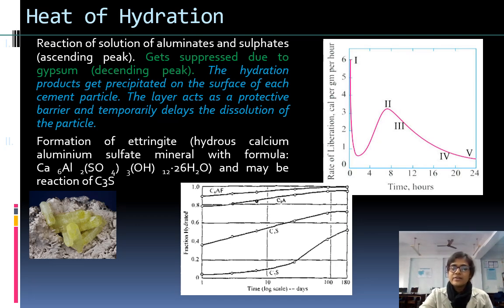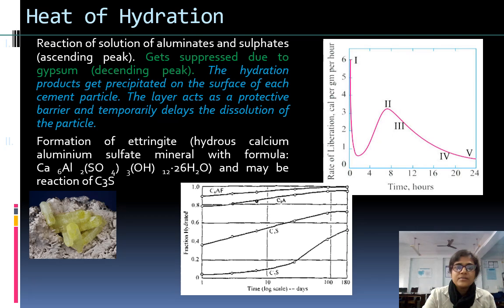Whenever we add water to the cement, the first reaction is of the aluminates and sulfates, which react rapidly, and there is a lot of heat. This is the first peak we are seeing here. Then the gypsum we had added, you remember, acts and suppresses the heat, because gypsum's main purpose is to stop the flash setting. So it goes down, and there is a decrease in the peak.